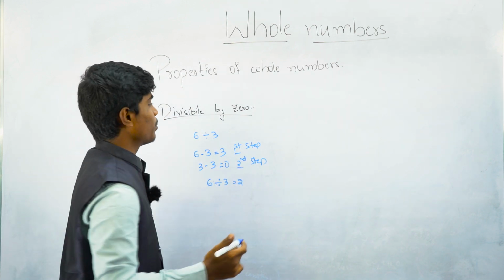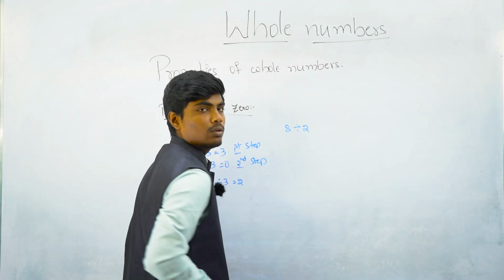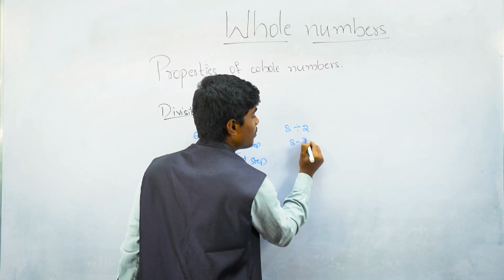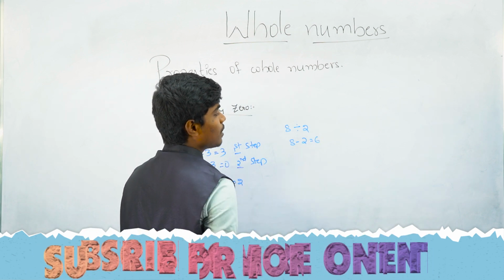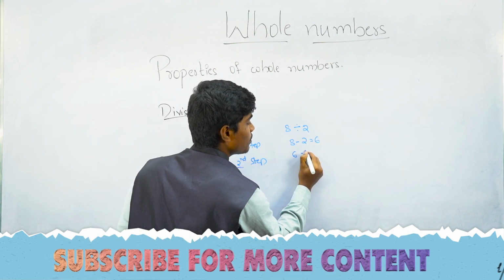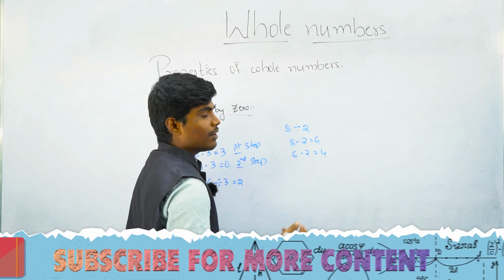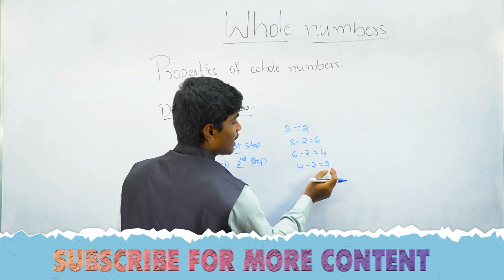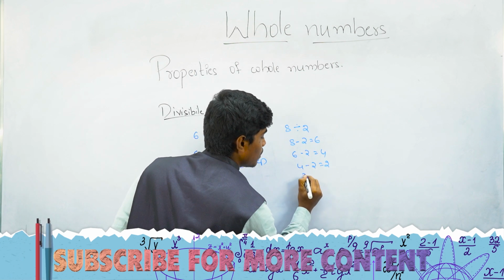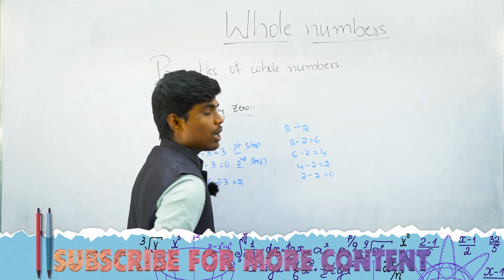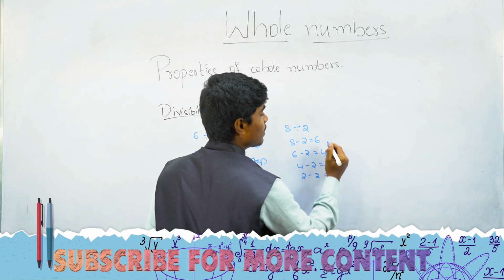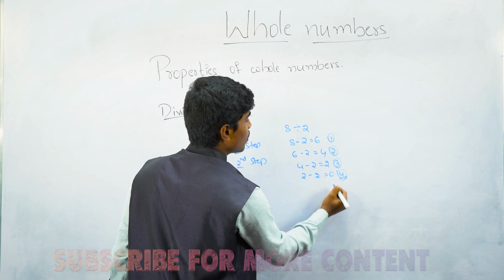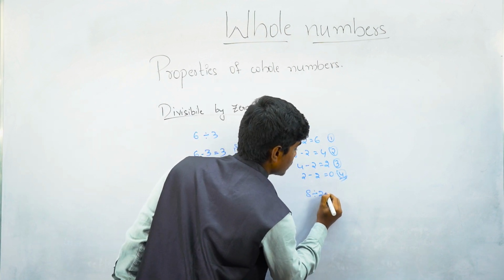Let's take another example: 8 divided by 2. First we subtract 2 from 8. 8 minus 2 is equal to 6. Now from the answer we subtract 2. 6 minus 2 is equal to 4. Again we subtract 2 from the answer. 4 minus 2 is equal to 2. Again we subtract 2. 2 minus 2 is equal to 0. How many times have we performed this subtraction? 1, 2, 3, 4. So the answer is 4. 8 divided by 2 is equal to 4.